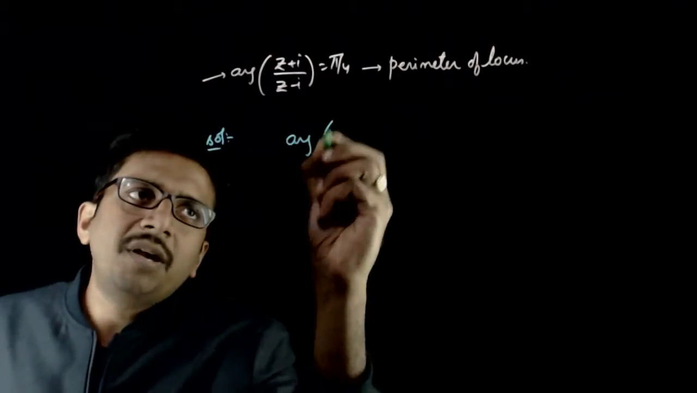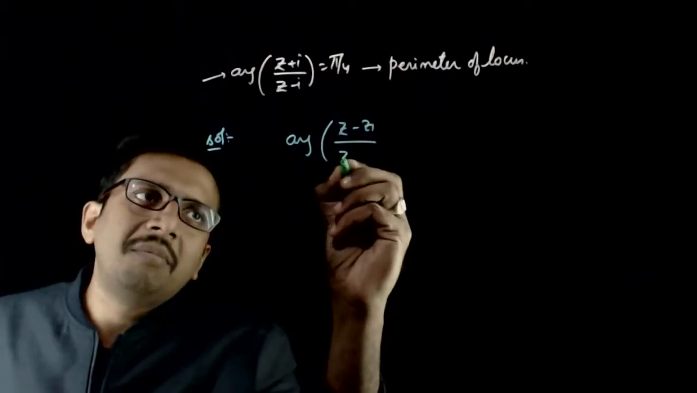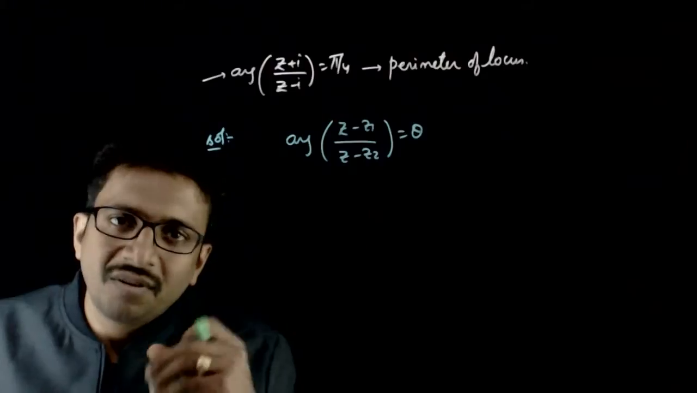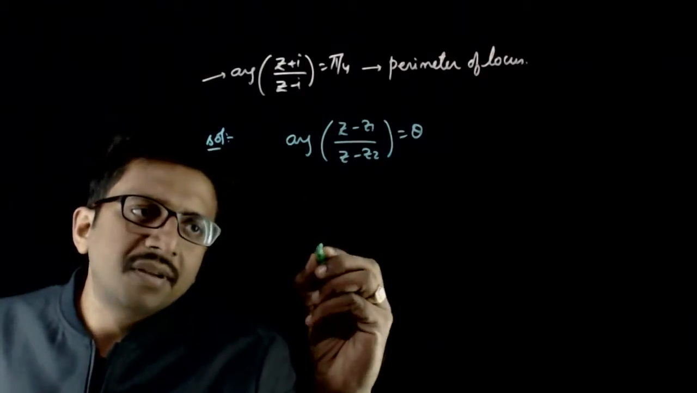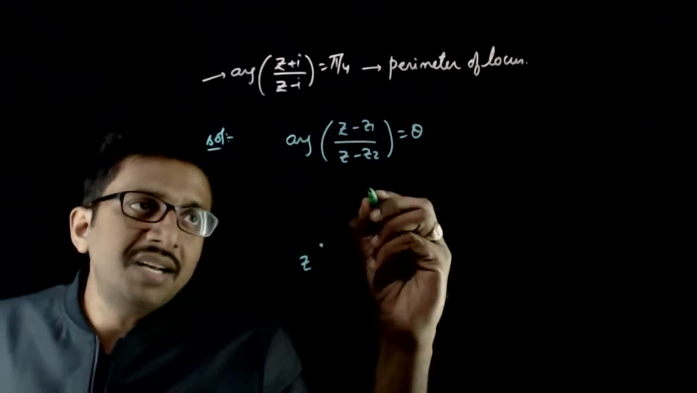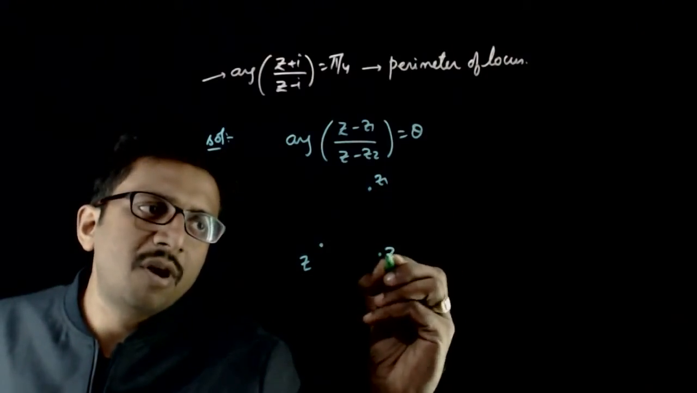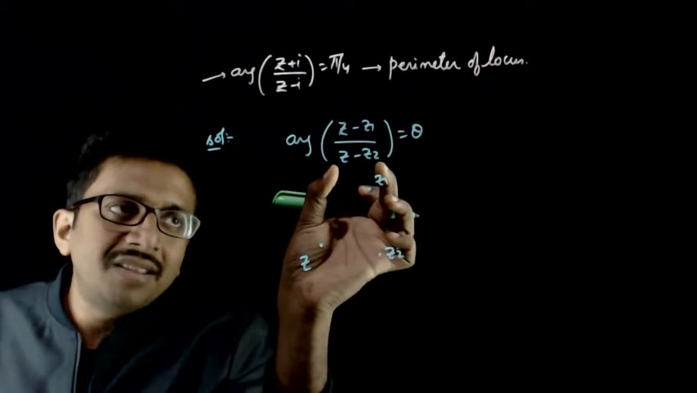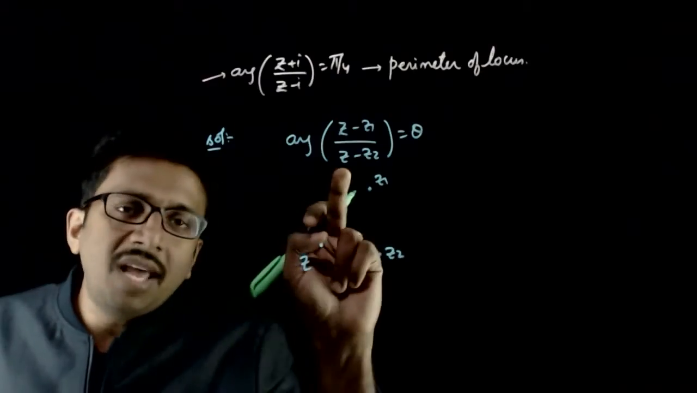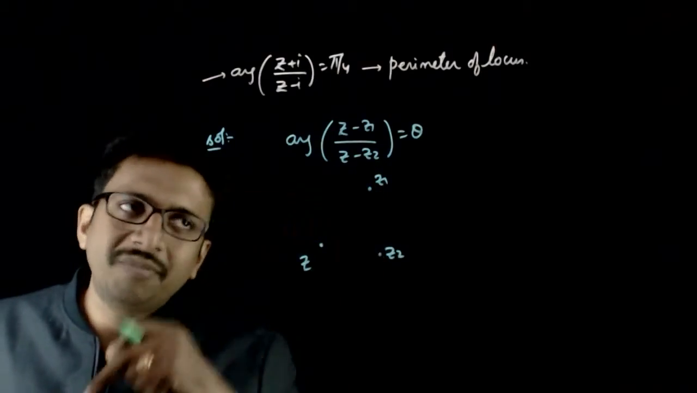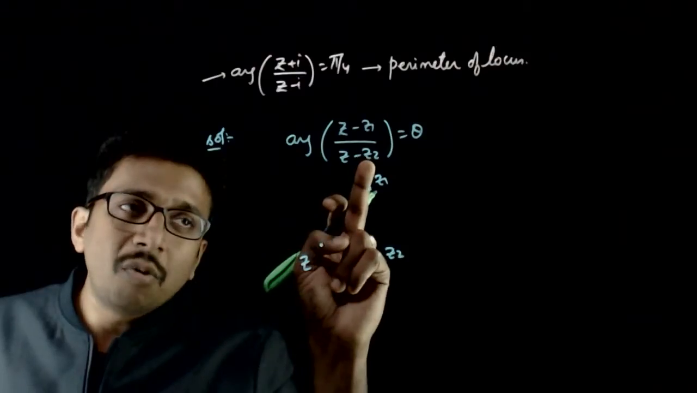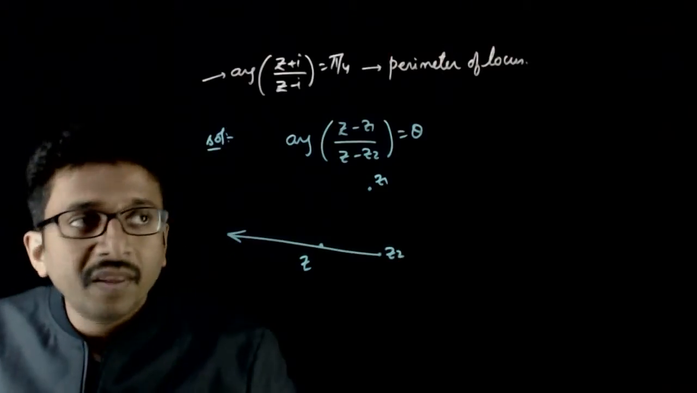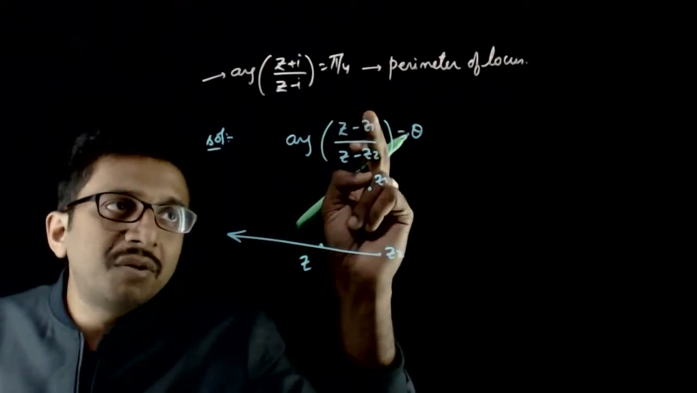Argument of (z minus z1) by (z minus z2) is equal to theta. What is the meaning of this from the rotation theorem? You have a complex number z, a complex number z1, and a complex number z2. You need to find the vector z minus z2. A bar minus b bar gives the vector ba. That is, this represents a vector going from z2 to z. And z minus z1 is a vector going from z1 to z.